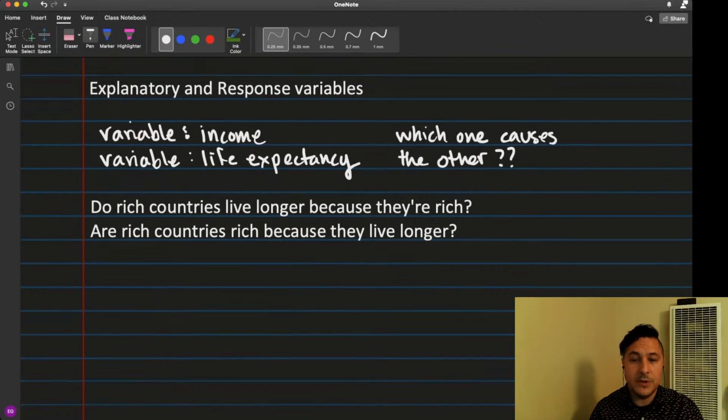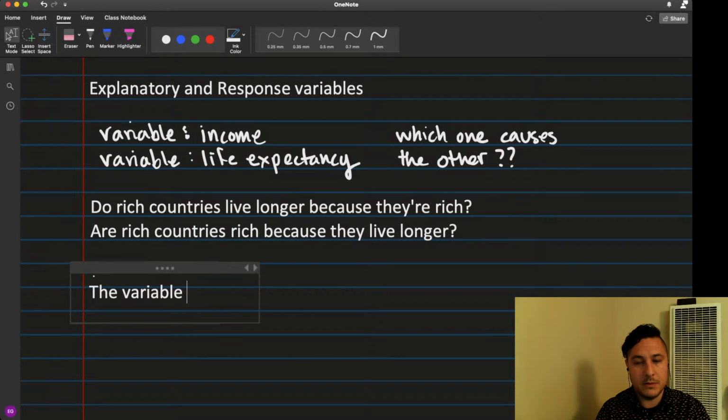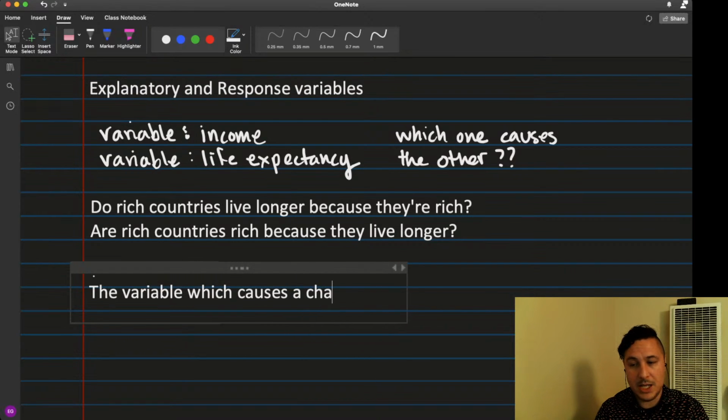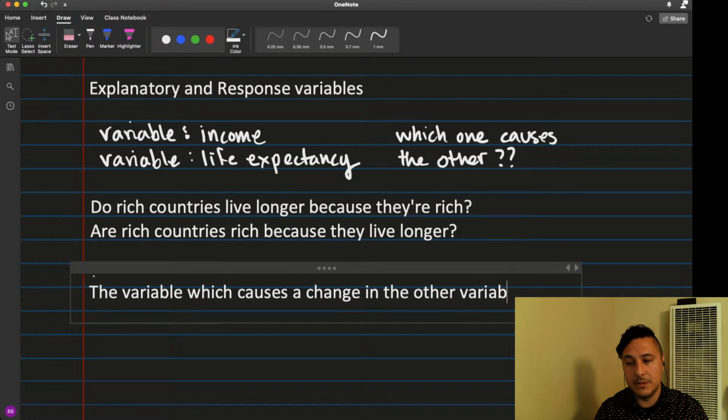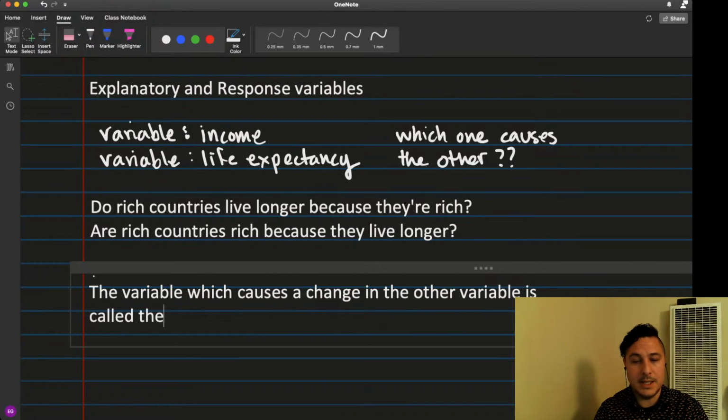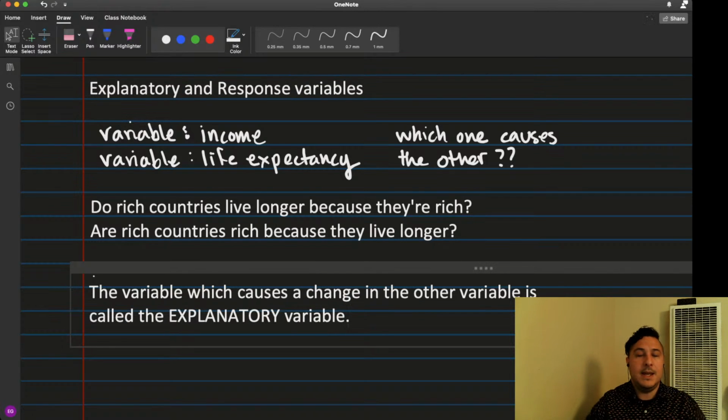The one that you think causes the other is called the explanatory variable. Let's write that down. Okay, it's not letting me. The variable which causes a change in the other variable is called the explanatory variable, so called because it explains the changes you see. The explanatory variable is the one which seems to do the changing.